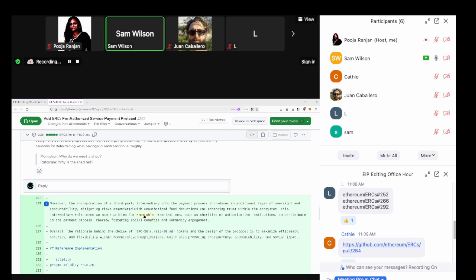Moreover, the incorporation of a third-party intermediary into the payment process introduces an additional layer of oversight and accountability, mitigating the risks associated with unauthorized fund deductions and enhancing trust within the ecosystem. This intermediary role opens up opportunities for reputable organizations to participate in the payment process, fostering social benefits such as community engagement.